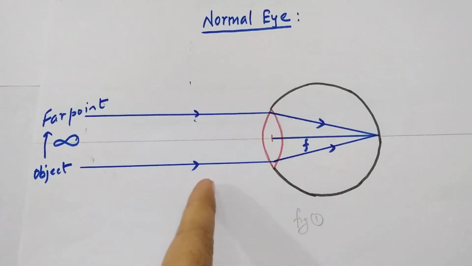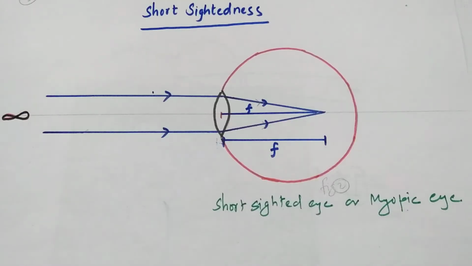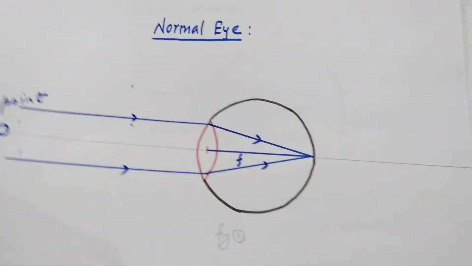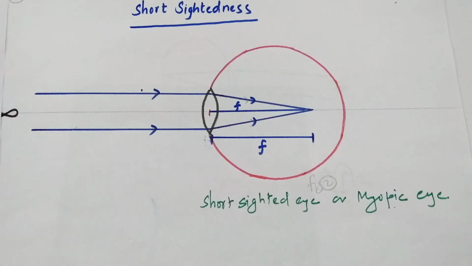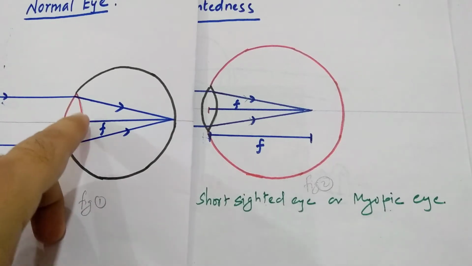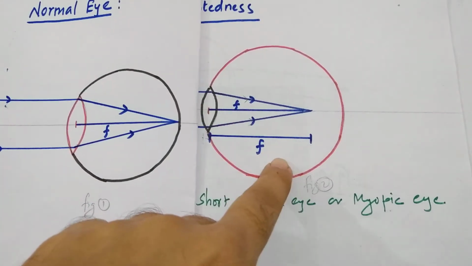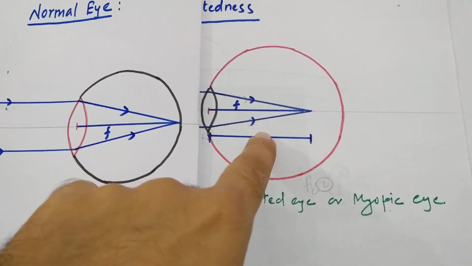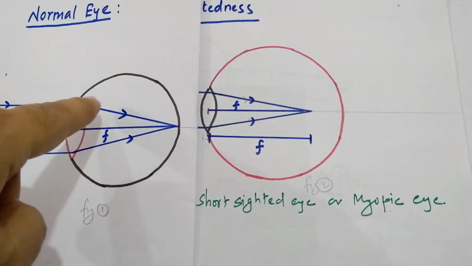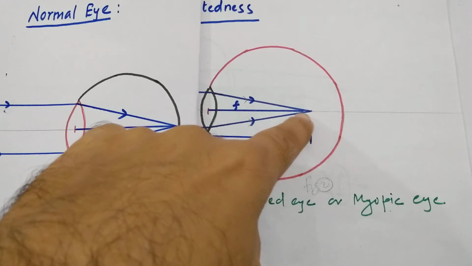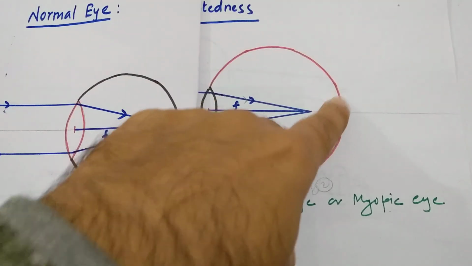This is a normal eye and this is a myopic eye. If we compare these two pictures, one for the normal eye and the next for the short-sighted, I mean myopic, eye, what difference do we notice? This is normal and this is myopic. Here the focal length has decreased. See here, the two light rays after refraction meet at the retina, but here the two light rays after refraction meet in front of the retina of the eye.